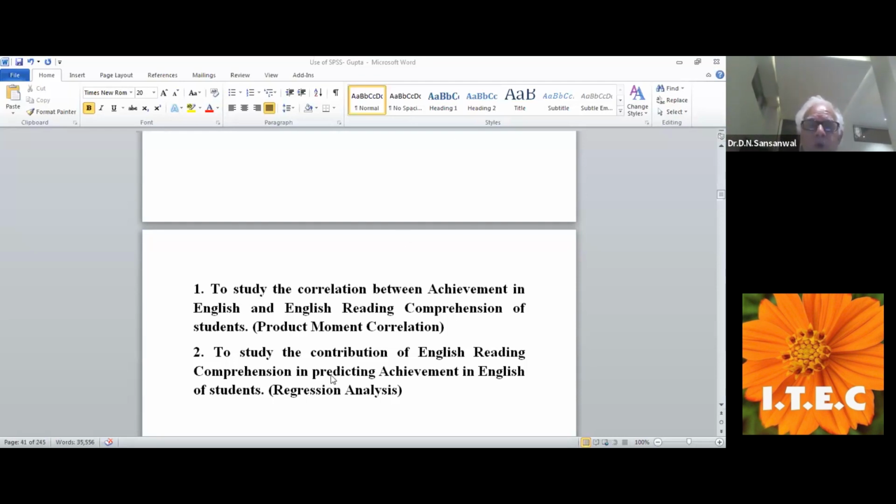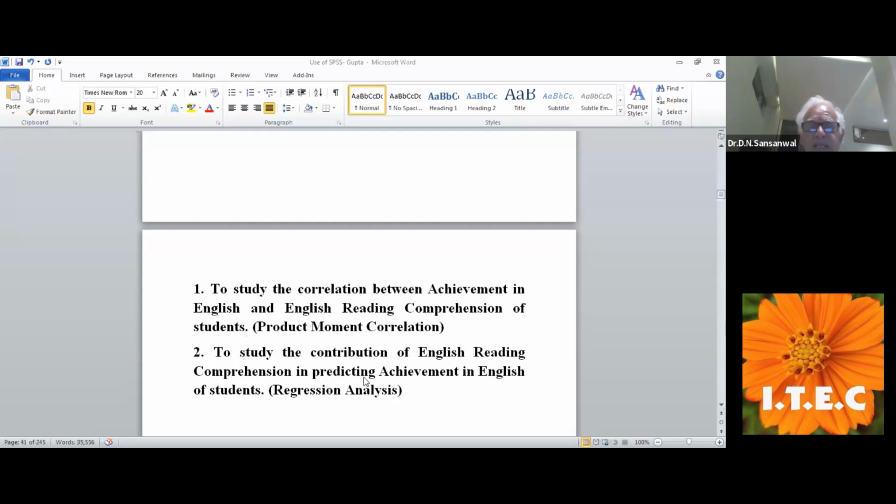Patnaik, you say, from the objective: to study the correlation between achievement in English and English reading comprehension of students. Here it is not written male and female students. It is written students. It may be male, it may be female, it does not make a difference. It may be from an urban or a rural area, it doesn't matter, it has to be students from class 5th. So from the objective, it is very clear.